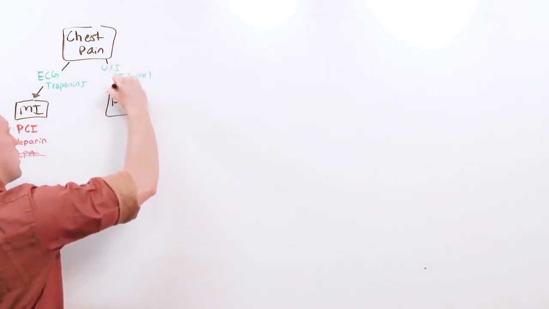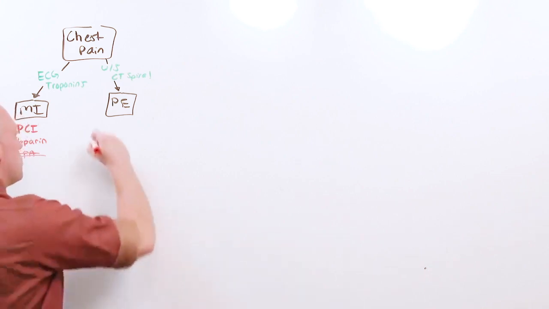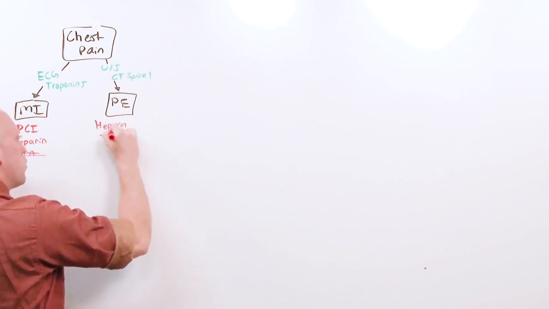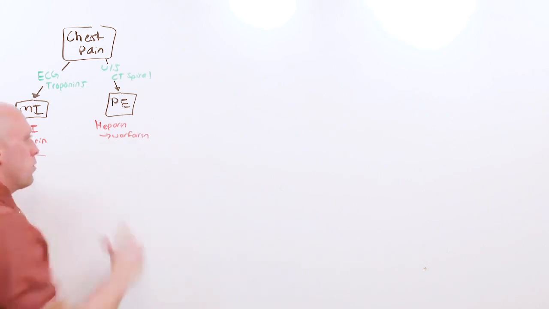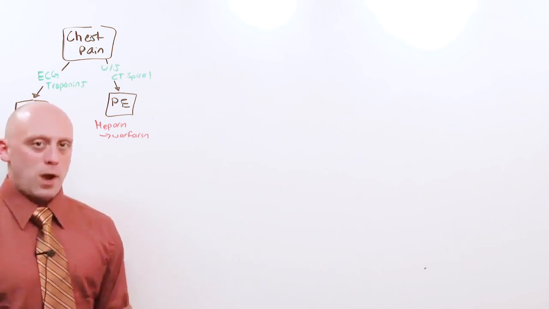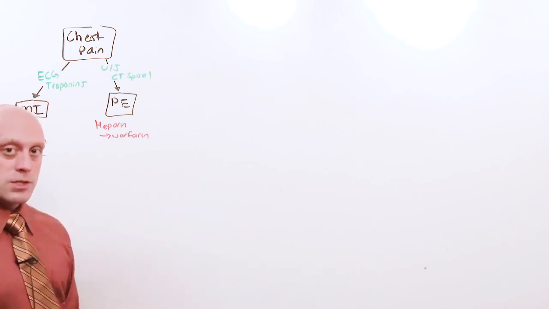If you find a pulmonary embolism, you're going to do heparin, bridge to warfarin. They like asking this question because they want you to remember you need to bridge to warfarin because it is initially hypercoagulable. All right, that's chest pain.